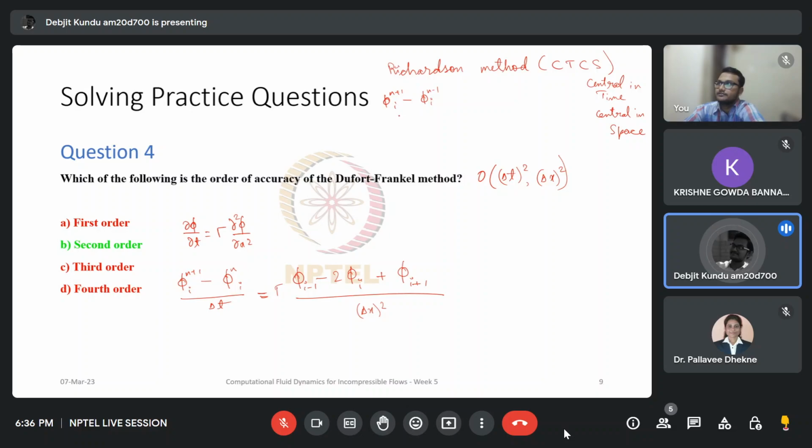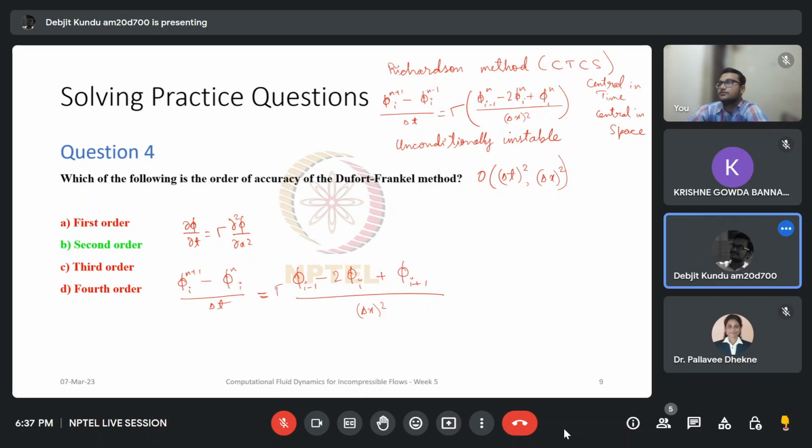So we take a central difference around time as well, gamma delta x squared, phi at n minus 1, minus 2 phi at n, plus phi at n plus 1, right? But this equation turned out to be unconditionally unstable. So in all situations, this won't give us any result. So this was practically useless.